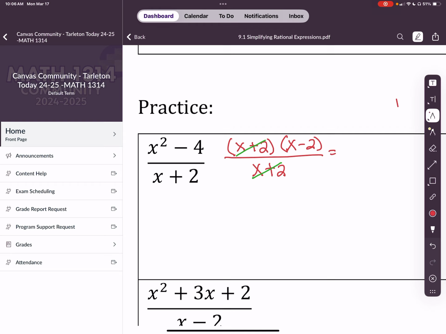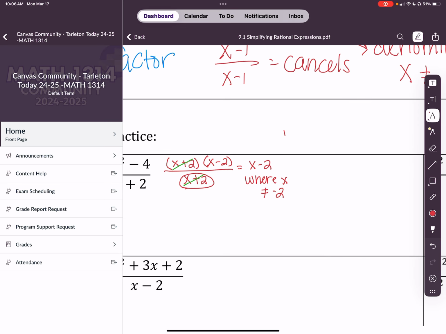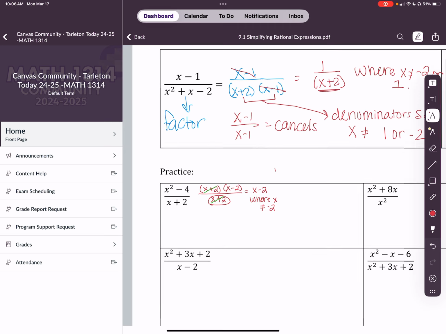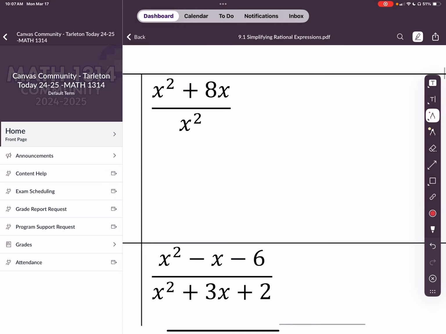So this is going to be x minus 2, where x does not equal, and so we're going to look at our factor of our denominator, x plus 2, and it's going to be the opposite. So where it does not equal negative 2, excuse me. Okay, so our function would be x minus 2, where x does not equal negative 2. Okay, so on to our next one.